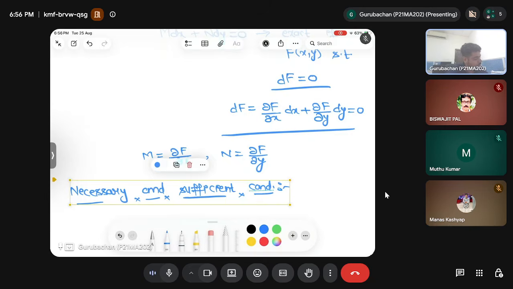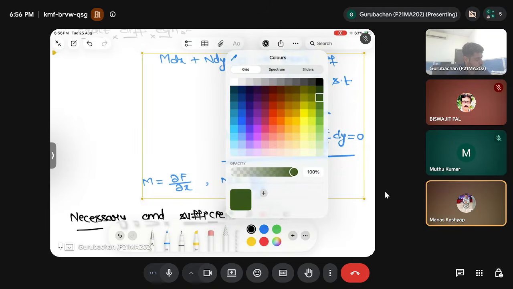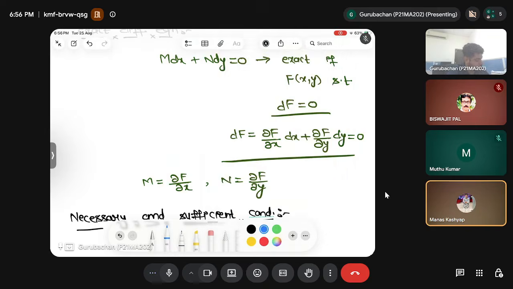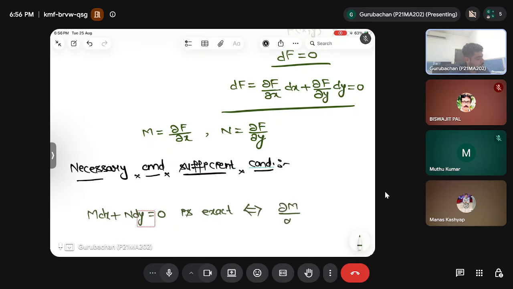What is the necessary and sufficient condition for a differential equation to be exact? We say that M dx plus N dy is equal to 0 is exact if and only if del M by del y is equal to del N by del x. If you differentiate this equation, you will get to know.